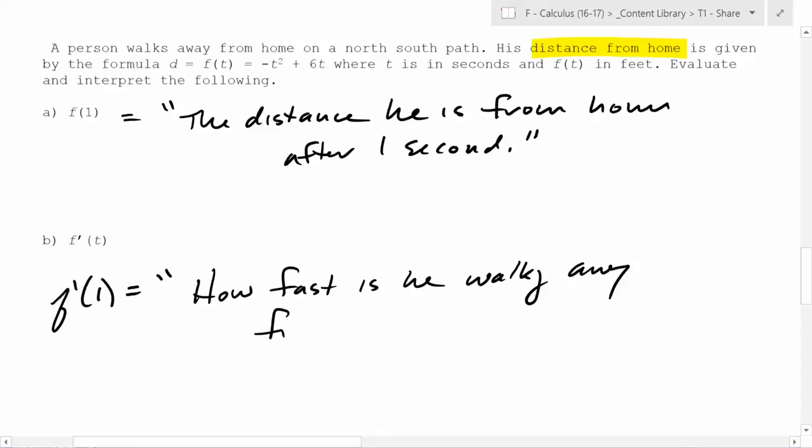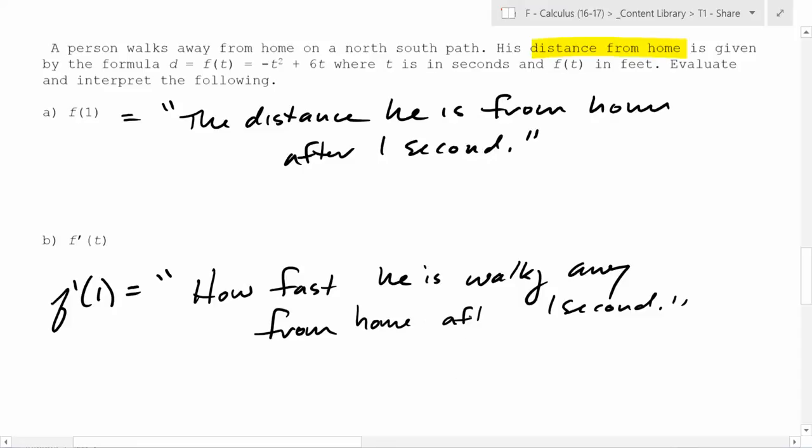How fast is he walking away from home after 1 second? Wouldn't it be he is, not is he? Yeah, how fast he is walking away from home after 1 second. Thank you.